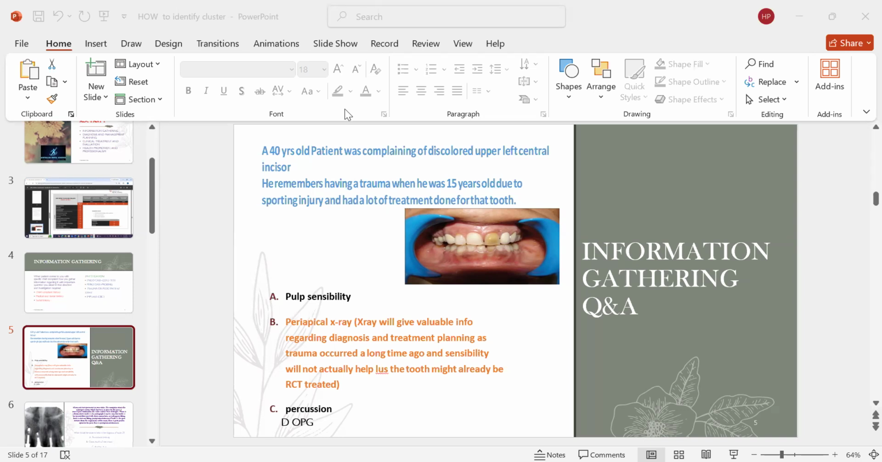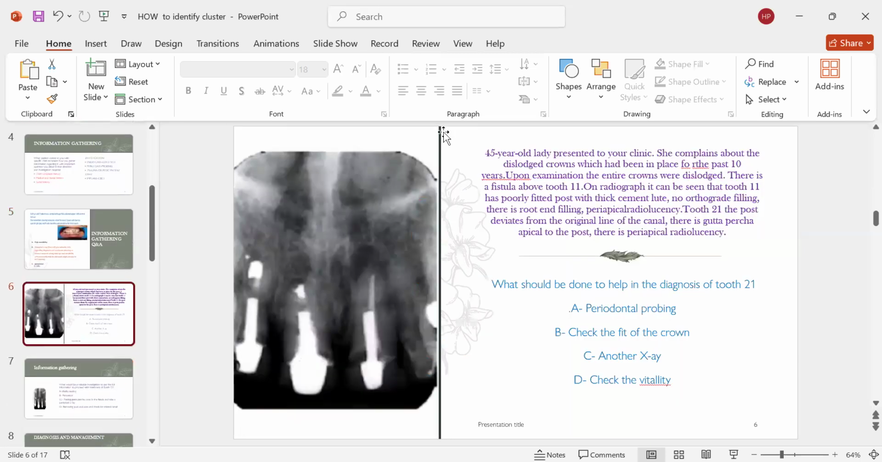Is it clear for everyone? Yes, periapical X-ray, Dr. Mavish. So when you read the question, try to mark the keywords they are giving. There is a second question from the same scenario.